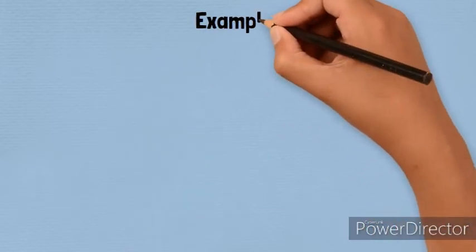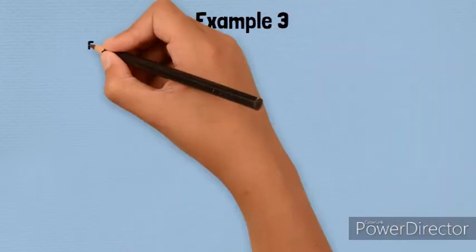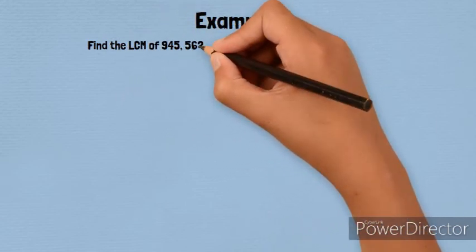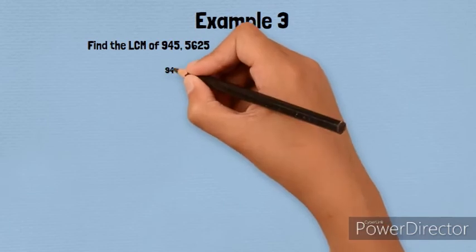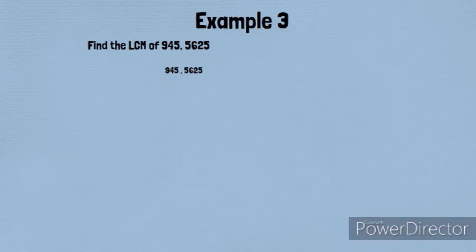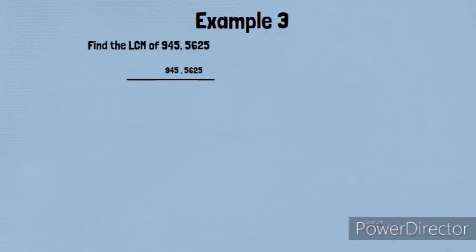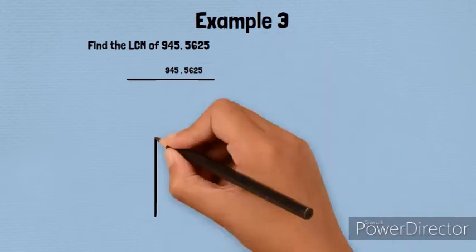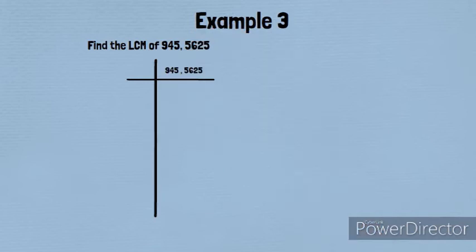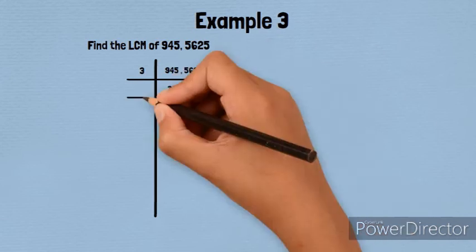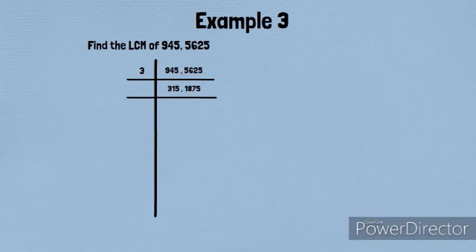For example 3, let's take some harder numbers. Let's find the LCM of 945 and 5,625. Remember, we can only divide using prime numbers. Let's divide both of these by 3 first. 945 divided by 3 gives us 315, and 5,625 divided by 3 gives us 1,875. Now let's divide these numbers by 3 again.